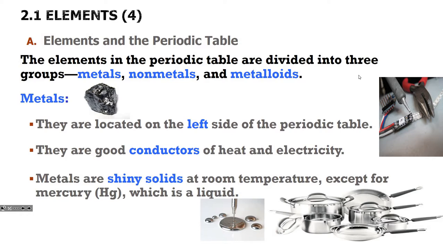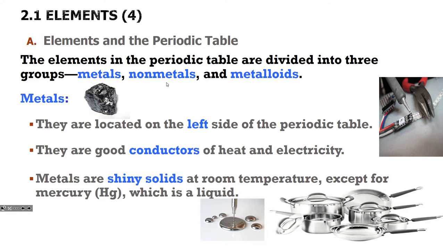So the elements in the periodic table are divided into metals, nonmetals, and metalloids, just like we talked about on the previous page. So what are some properties of metals? Well, metals for the most part are located on the left side of the periodic table. They were in the gray area.